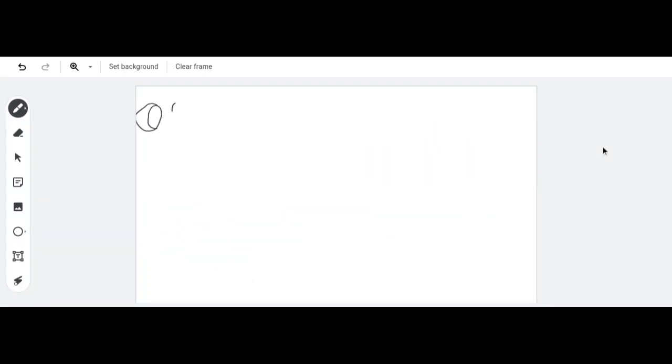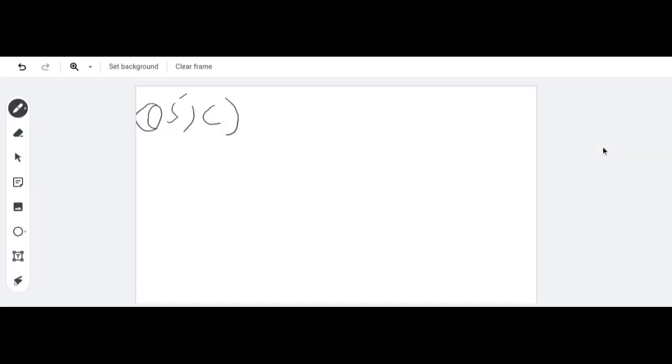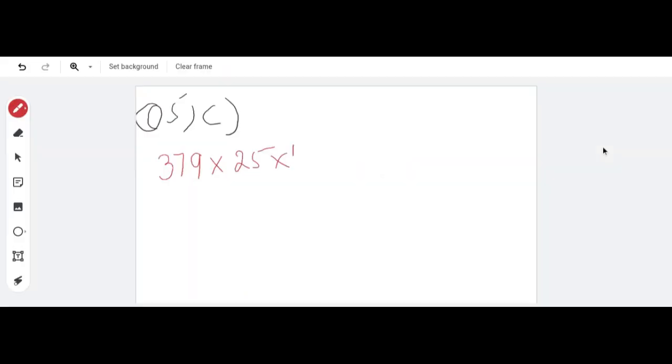Question number 5. Can I do the C part? Yes. C part is 379 multiplied by 25 multiplied by 4. Now I will do the same thing here: 4 multiplied by 25. I just switch their places.